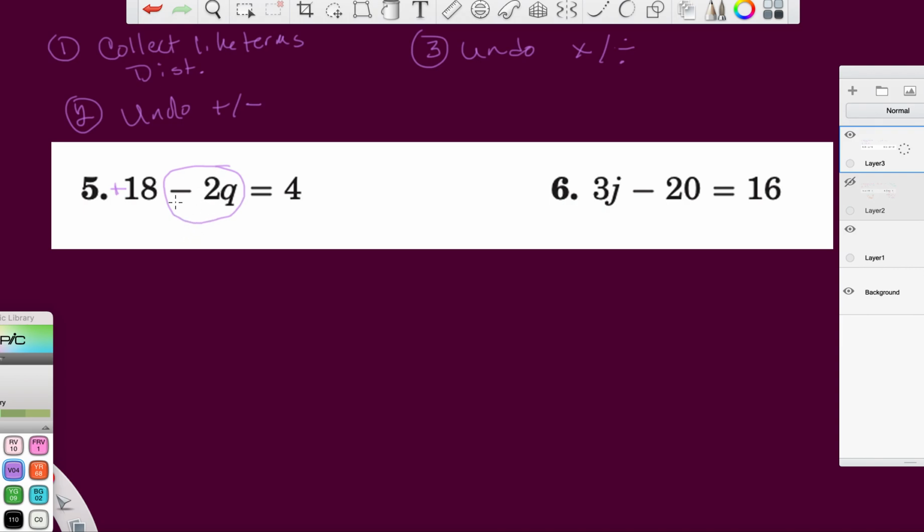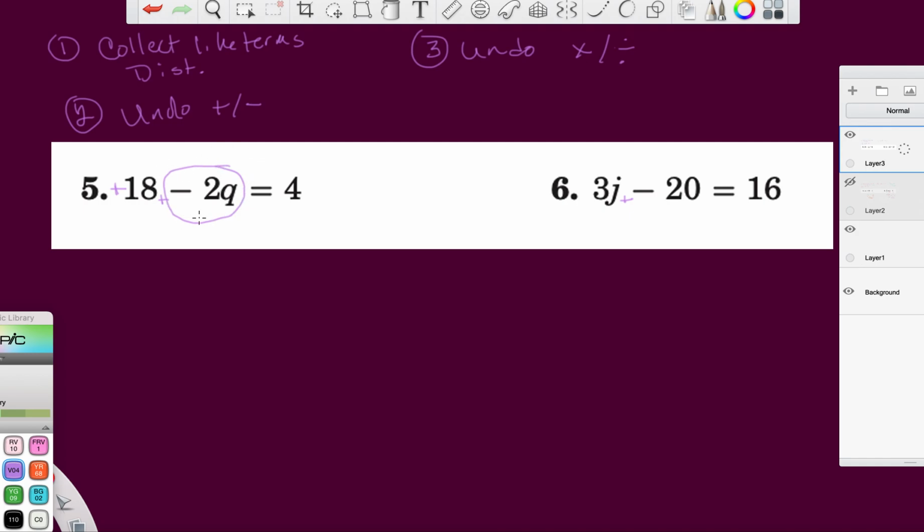Get used to seeing minus as a negative with a little addition symbol in between. You know, if this is plus a negative, that's the same thing as subtracting. This is plus a negative. It's the same thing as subtraction. So let's go back over here.